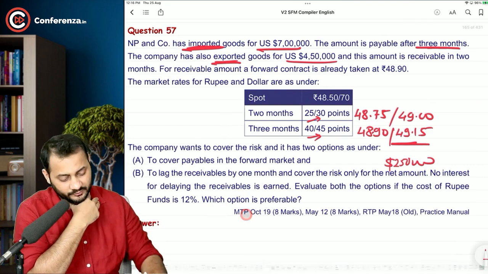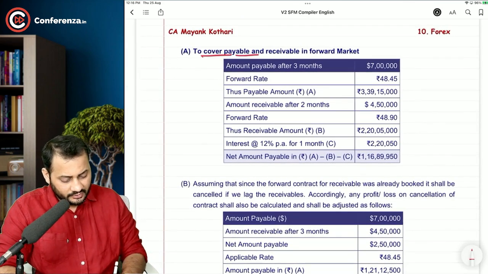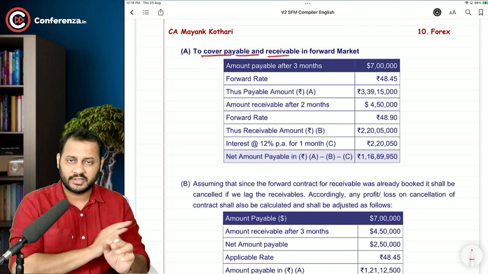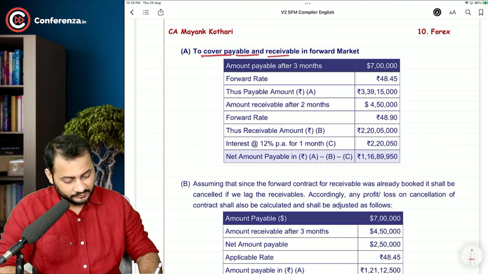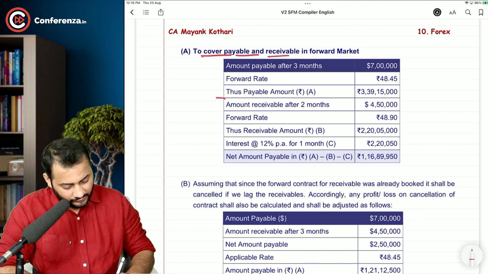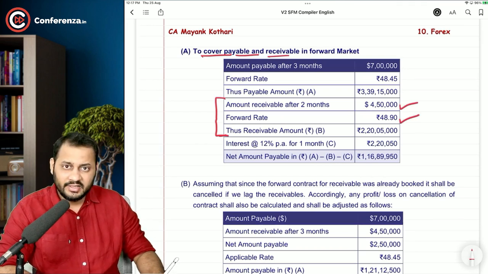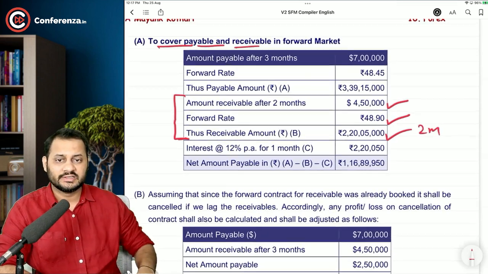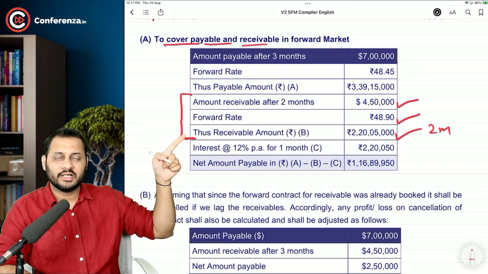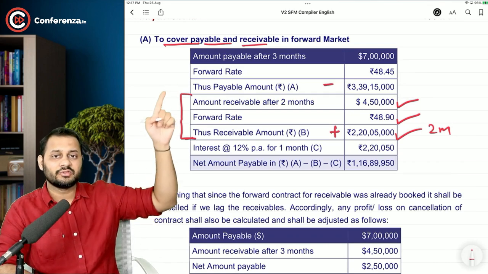Evaluate both the options if the cost of rupee fund is 12%. Which option is preferable? Let's come to the answer directly now. If we go by covering the payable and receivable in the respective market, not lagging, just going normally, at the end of 2 months, we will receive $4,50,000 at the agreed rate. This is the amount that we will receive at the end of 2 months. And what are we going to do with this amount? 2,20,05,000. We cannot compare 2,20,05,000 received and 3,39,15,000 paid at the end of 3 months.